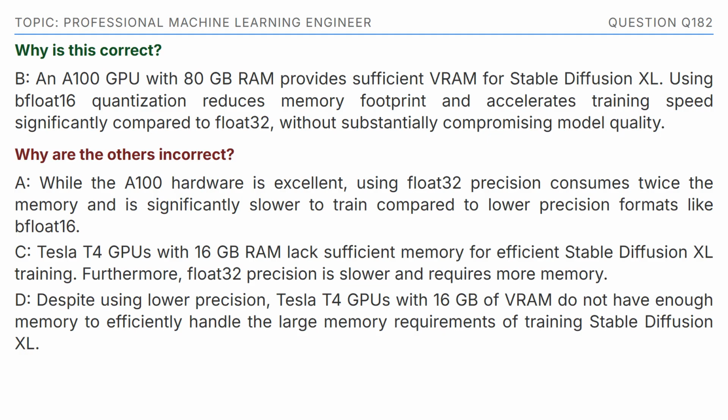Why are the others incorrect? A. While the A100 hardware is excellent, using Float32 precision consumes twice the memory and is significantly slower to train compared to lower precision formats like Float16. C. Tesla T4 GPUs with 16GB RAM lack sufficient memory for efficient Stable Diffusion XL training. Furthermore, Float32 precision is slower and requires more memory. D. Despite using lower precision, Tesla T4 GPUs with 16GB of VRAM do not have enough memory to efficiently handle the large memory requirements of training Stable Diffusion XL.